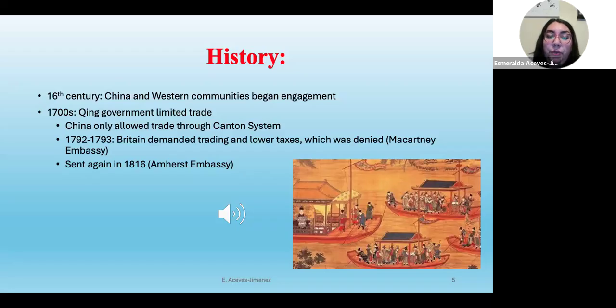From 1792 to 1793, Britain demanded trading and lower taxes, which unfortunately was denied, and this embarkment was known as the Macartney Embassy. Again, in 1816, there was another embarkment, which is known as the Amherst Embassy, with Britain demanding the same lower taxes and trading, but unfortunately, this one was denied as well.